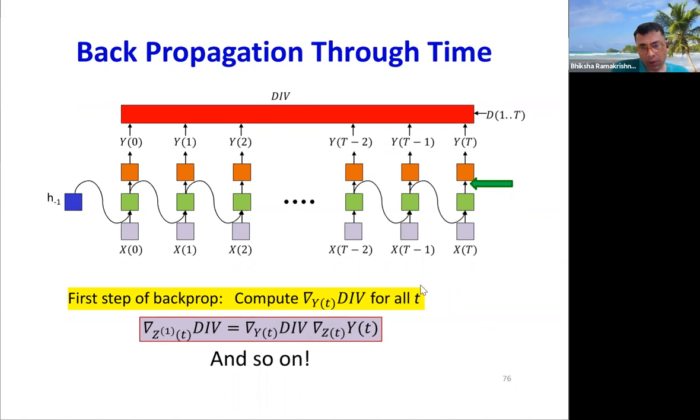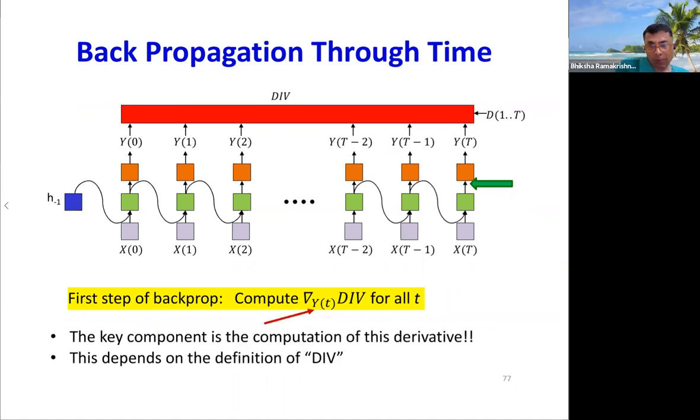So the key component again is the computation of this derivative over here, which is the derivative of the divergence with respect to the individual outputs, and that depends on the definition of the divergence itself.